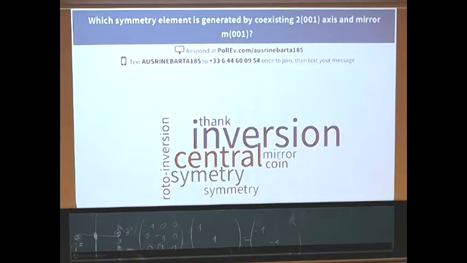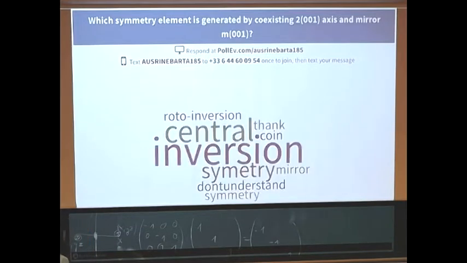So sometimes it's difficult to see just by making pictures. But if you do a product of the matrices, mathematically you can see what kind of element you're getting.